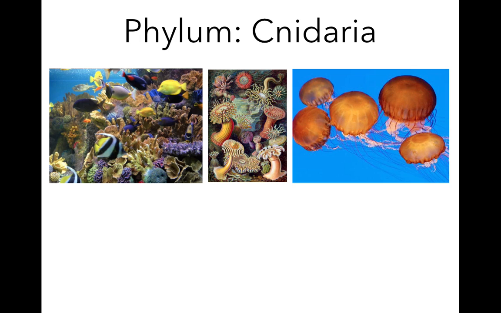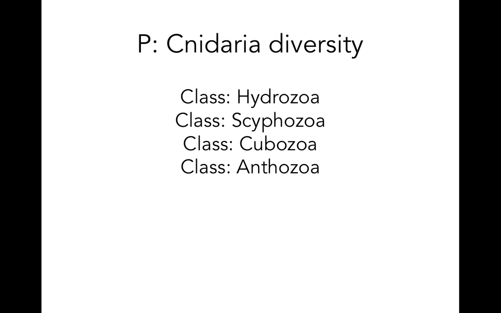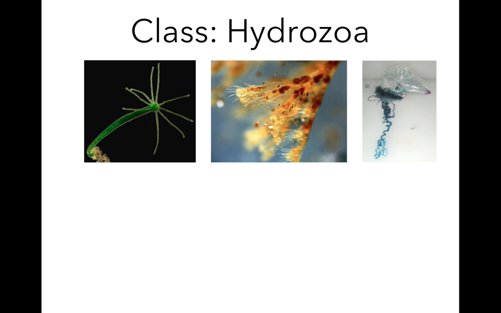All right, so the phylum Cnidaria, we've got four classes to consider: Hydrozoa, Scyphozoa, Cubozoa, and Anthozoa. All right, the class Hydrozoa has a couple of representatives that may be familiar to us. One is Hydra. I think we may have seen Hydra in the lab.